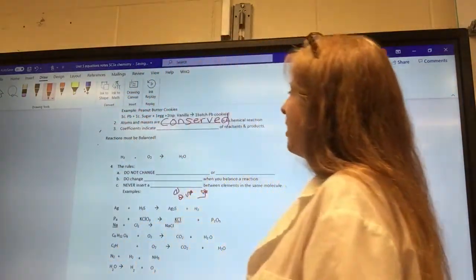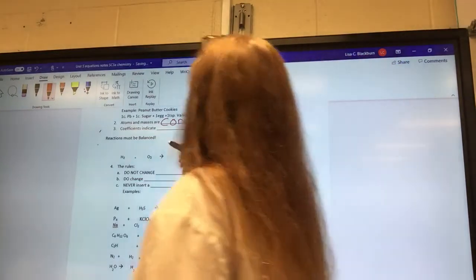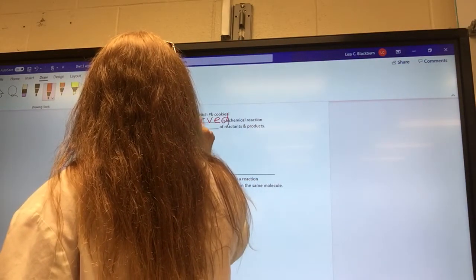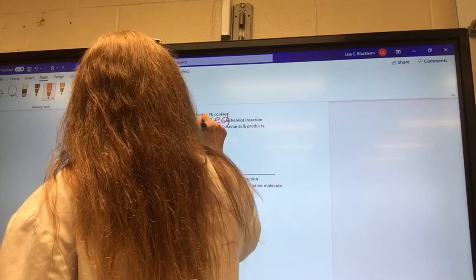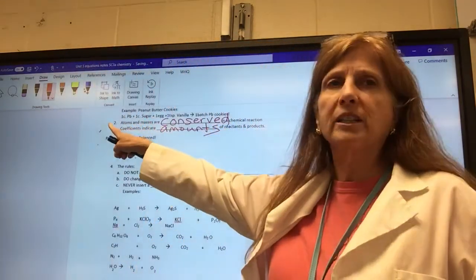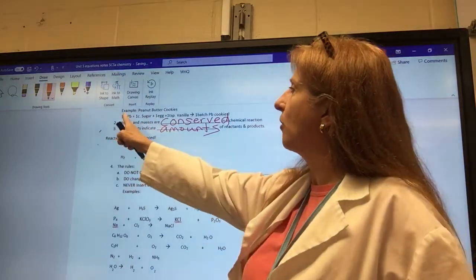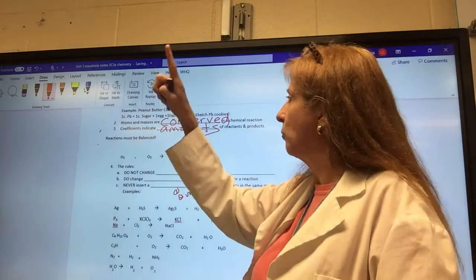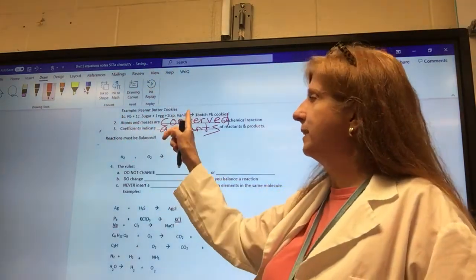All right, coefficients indicate the amounts. So what this is talking about, in my recipe, the amounts are the big numbers in front. It's 1 cup peanut butter, 1 cup sugar, 1 egg, 1 teaspoon vanilla.